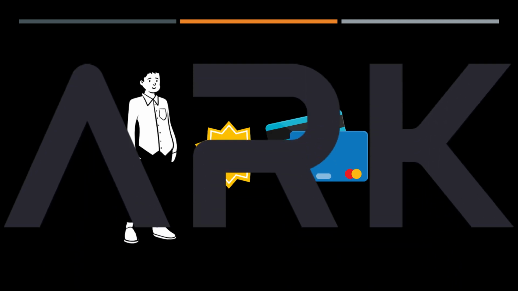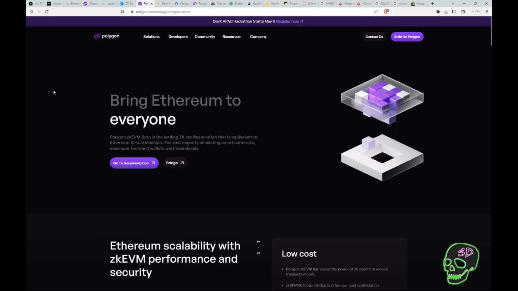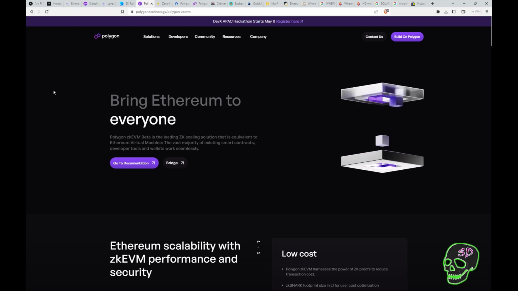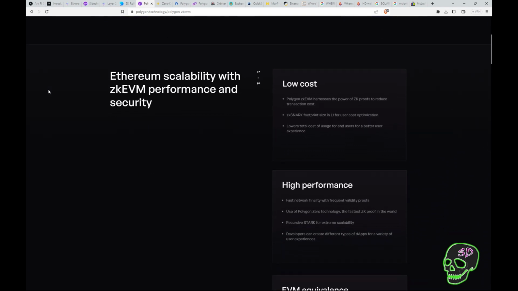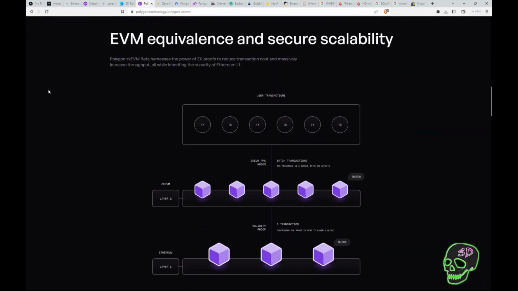Let's jump quickly over to the Polygon zkEVM website. So this chain is a layer 2 scaling option for Ethereum. We know that we are going to be using zero-knowledge proofs in the form of a rollup. We get low cost, high performance, EVM equivalence and added security. Moving down here we can see how the rollup operates.